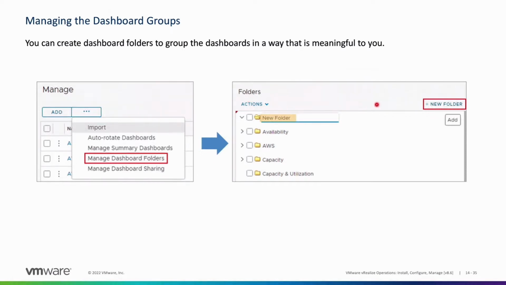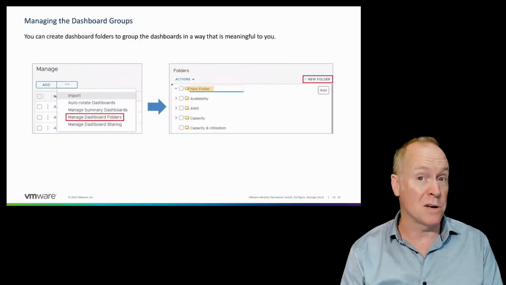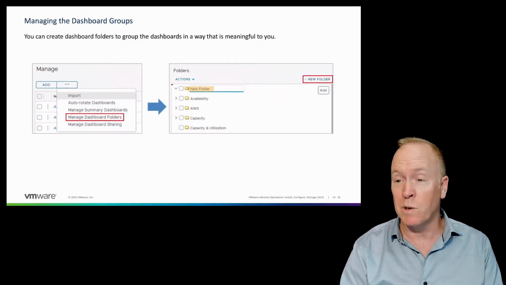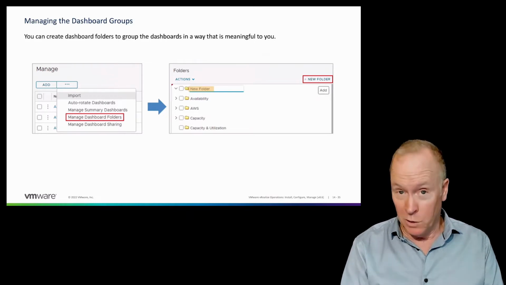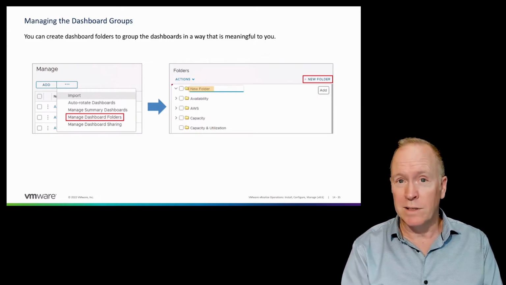And all you have to do is click New Folder to create a new folder, give it a name, and then you can drag and drop whichever dashboards you want into that dashboard group. So as you can see, creating these dashboard groups is quite straightforward.